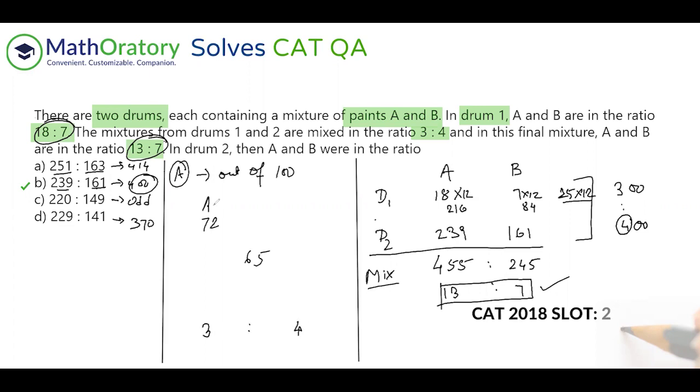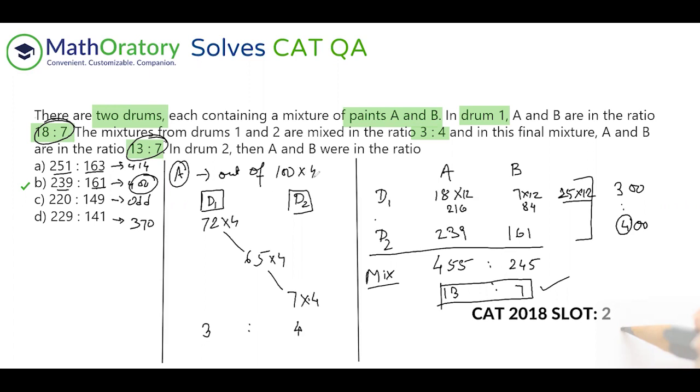So this is A, this is drum 1, and this will be drum 2, which is missing. The final mixture will have A as 65 out of 100. But the thing is, this is why I've written this 100 here, because 72 and 65 have a difference of 7, which is not a multiple of 4. So again, you're dealing with decimals. So instead of that, I'll just scale this by 4. So in order to do that, I need to scale this by 4, and also the total by 4.